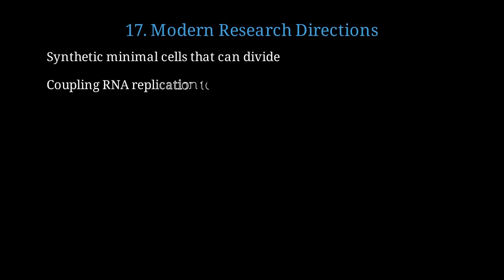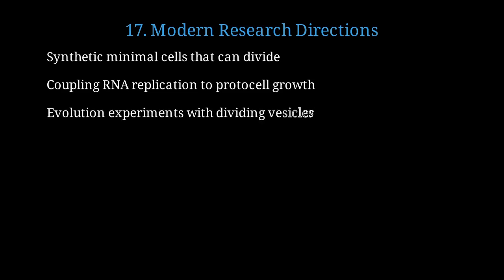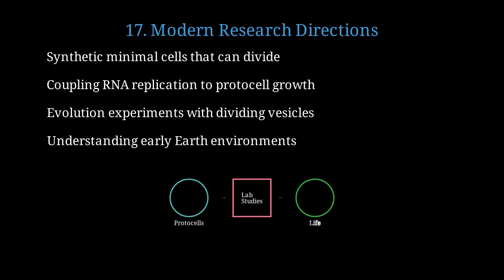What are researchers investigating today in this field? Scientists are building synthetic minimal cells that can divide, testing what's truly essential. Research focuses on coupling RNA replication chemistry to protocell growth and division. Evolution experiments with populations of dividing vesicles to see if selection can occur. Geochemists are working to understand what environments on early Earth could support protocells. The research pathway: studying protocells in the lab to understand the bridge from chemistry to life.